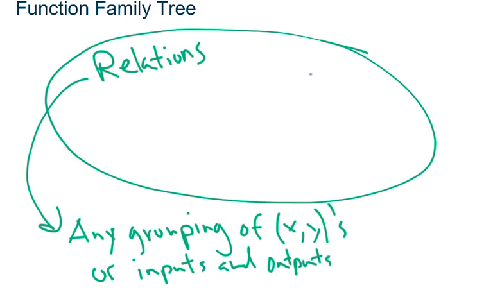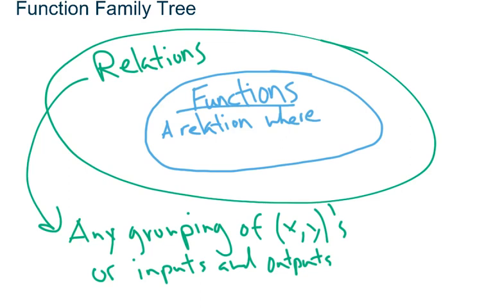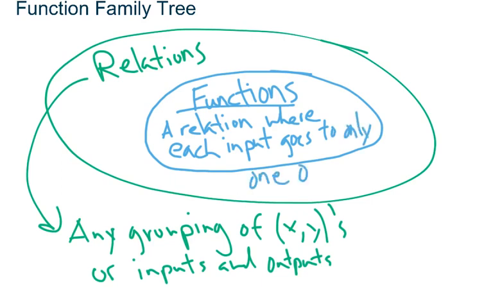Now within this is a smaller subgroup, and that is functions. And functions follow a specific rule. And that is a relation where each input goes to only one output. And so that is what defines a function.